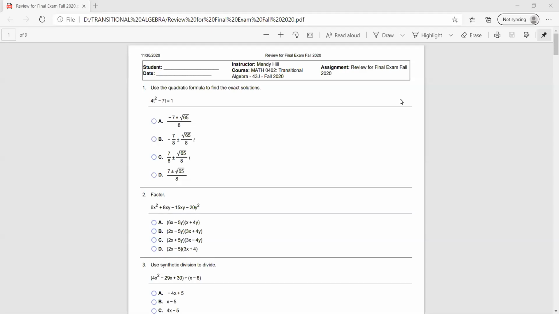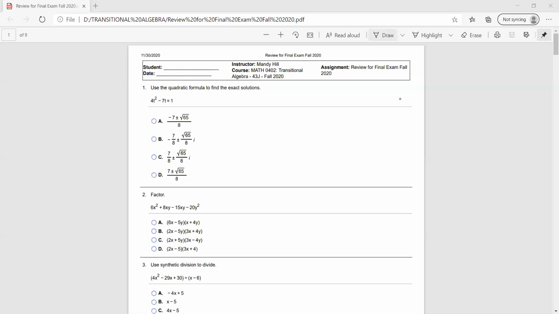Okay, so this is the final review. There are 25 questions on here. It's very, very similar to your final exam. So let's get started. It says use the quadratic formula to find the exact solutions.